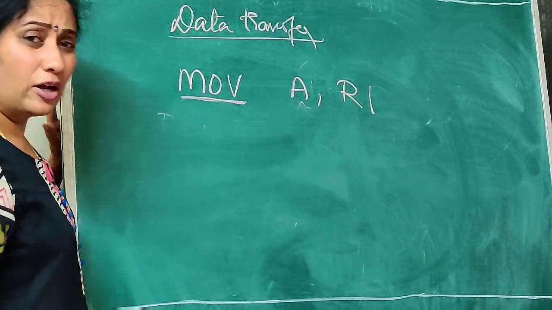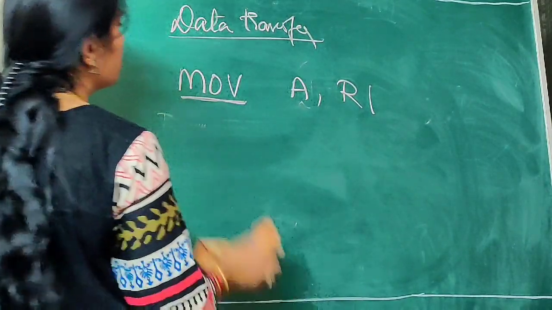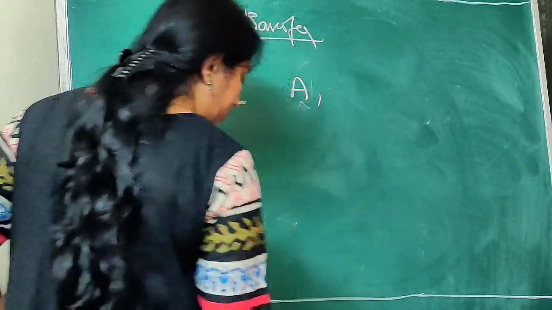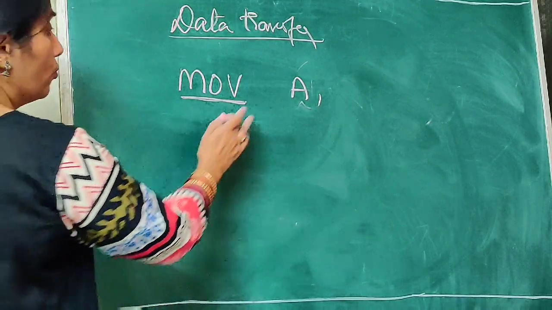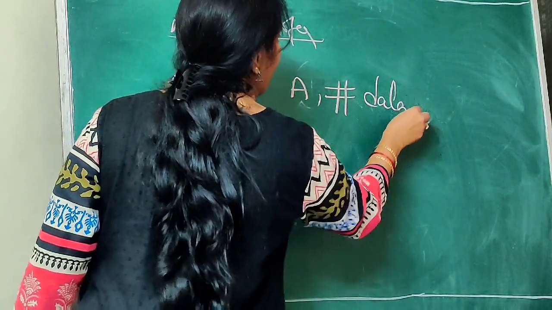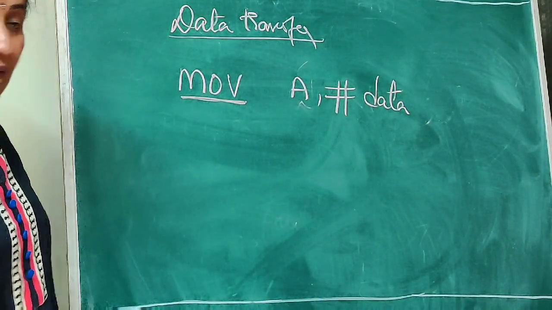This is going to be the meaning of that particular thing. Okay, so this is the MOV A, Rn instruction. Okay, then MOV A, #data. MOV A, #data.